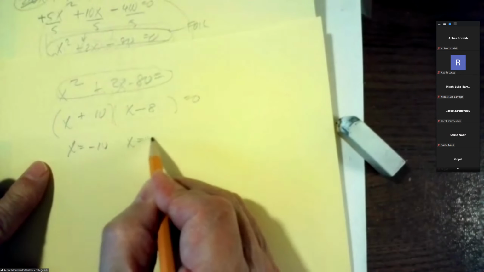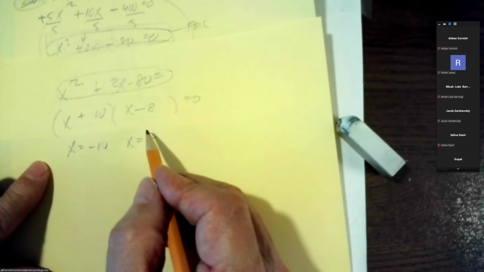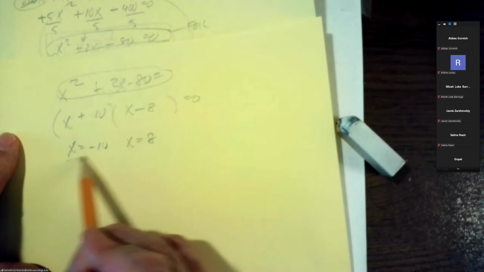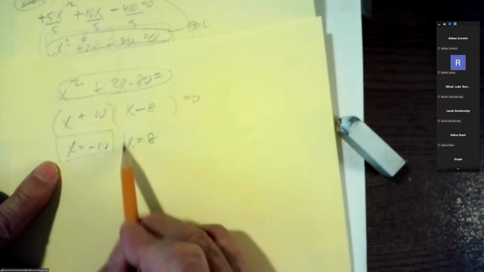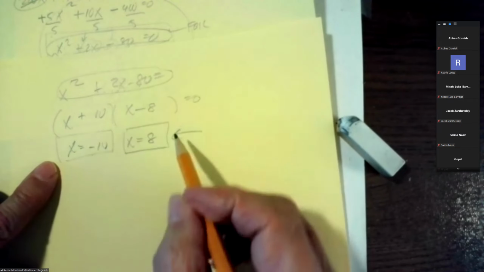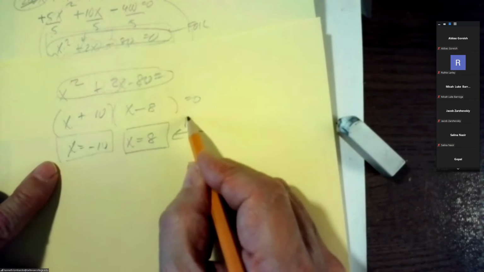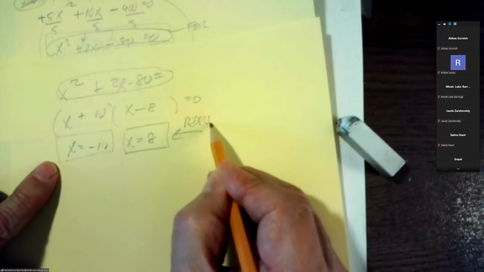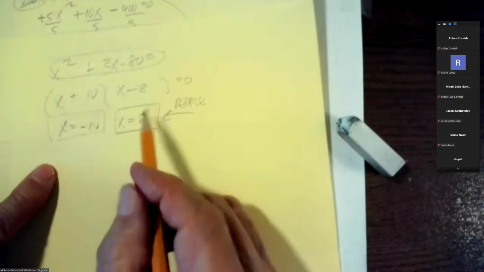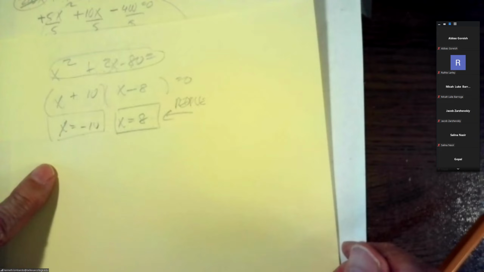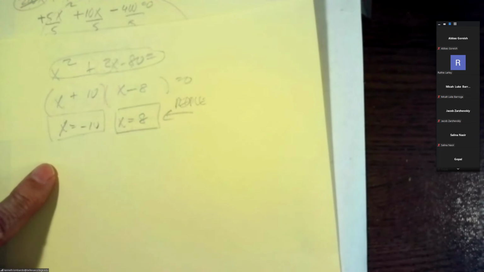and x equals 8. Yes, and we have to reject this answer because we're not going to start with a negative number of people. So here's our answer. The number of people in the original group is this value here. Okay, we just have to write down the proper values here. Okay, good. So our answer is going to be 8. Does that make sense? Questions on that?